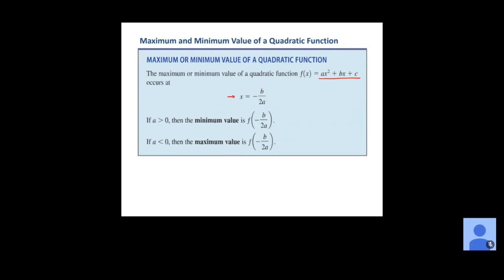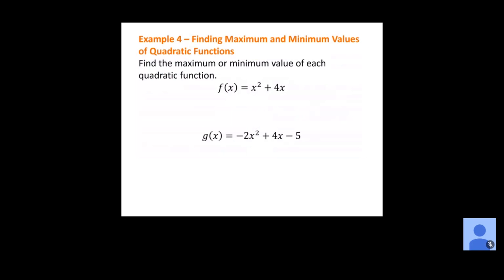But the way we're going to find that max or min value now is we're going to say x equals negative b over 2a. Whatever we get for that x value, we're going to substitute back into the function, and that's going to give us our min or max value. All right, so we want to find the max or min value of each of these functions. So again, our formula here, we're going to start with x equals negative b over 2a.